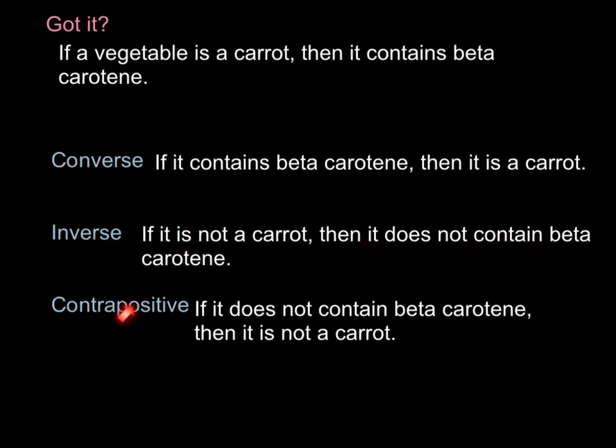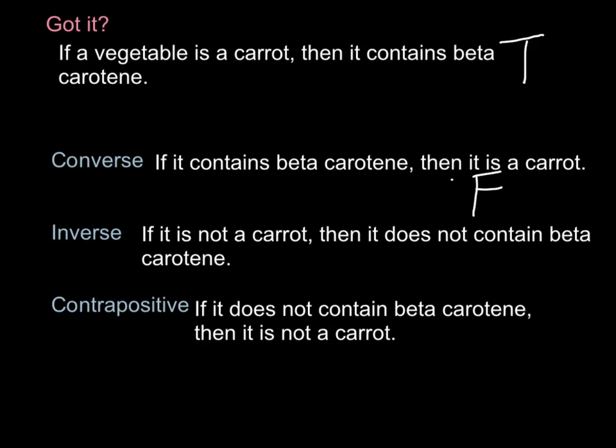In the contrapositive, you take the converse and do the opposite of that. So if it does not contain beta-carotene, then it is not a carrot. So these are your three statements that you would make: the converse, the inverse, and the contrapositive. The next step is determining whether or not these are true or false. So the first one, if a vegetable is a carrot, then it contains beta-carotene. That's true. Converse, if it contains beta-carotene, then it is a carrot. Well, no, because there are other vegetables that have beta-carotene, and they are not carrots, so that's false.